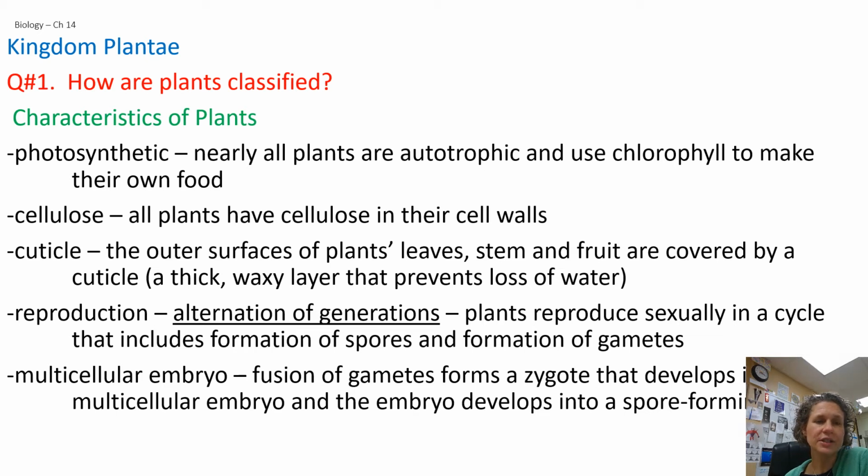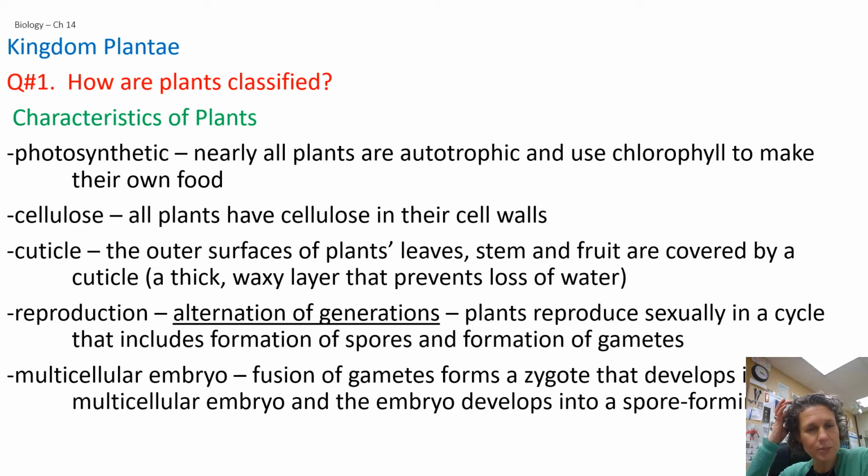So first off, some characteristics of plants. The big one that we've talked about throughout the year is that they are photosynthetic, which means that they are almost all, of course there are always exceptions, autotrophic, which means they are self-feeders, and that they use chlorophyll to make their own food. And that gives them their pigment, their green color. Of course, there are exceptions, the Venus flytraps that can do some photosynthesis, but they also will eat flies or little bugs. But anyway, that's how they feed themselves.